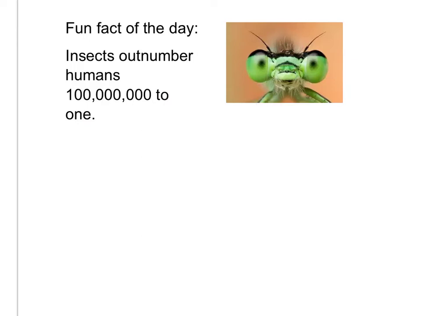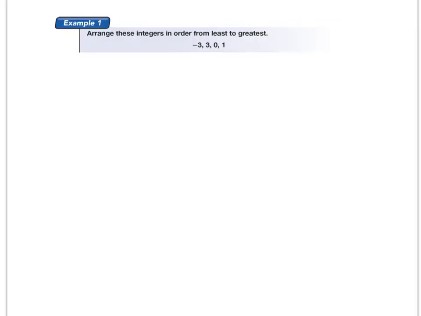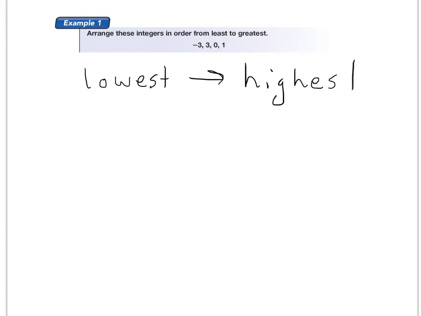Okay, let's get started with the actual lesson now. Example 1 says to arrange these integers in order from least to greatest. Least to greatest just means that we want to put them in order from lowest to highest. That's what least to greatest means. Okay, just a review there.